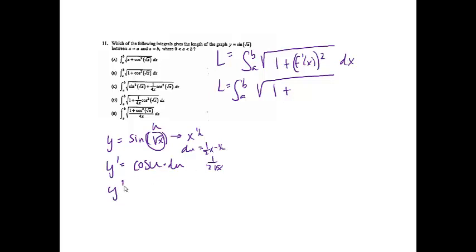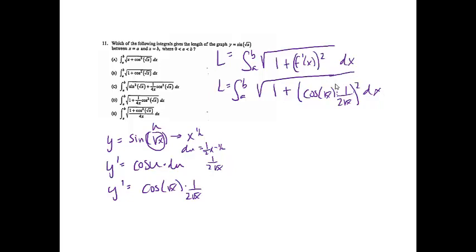So in this problem, I'm going to have y prime is equal to cosine of the square root of x times 1 over 2 square root x. So that's what y prime will be, or f prime, or whatever you want to call it. So this will be the cosine of the square root of x times 1 over 2 square root of x, and this whole thing will be squared dx.